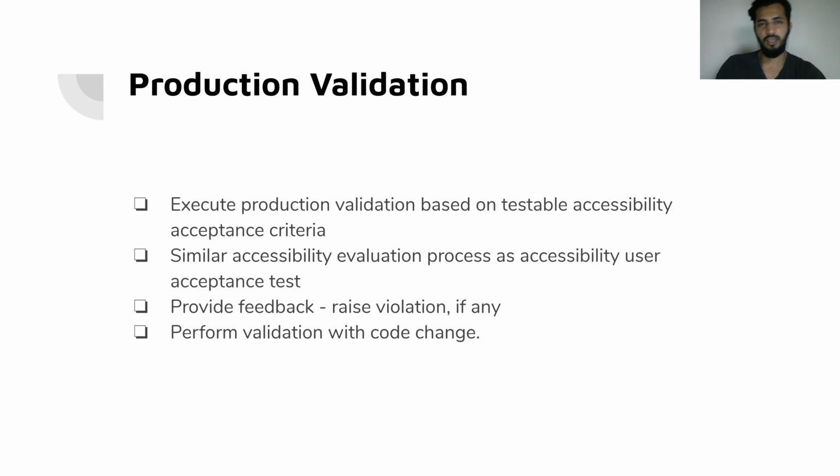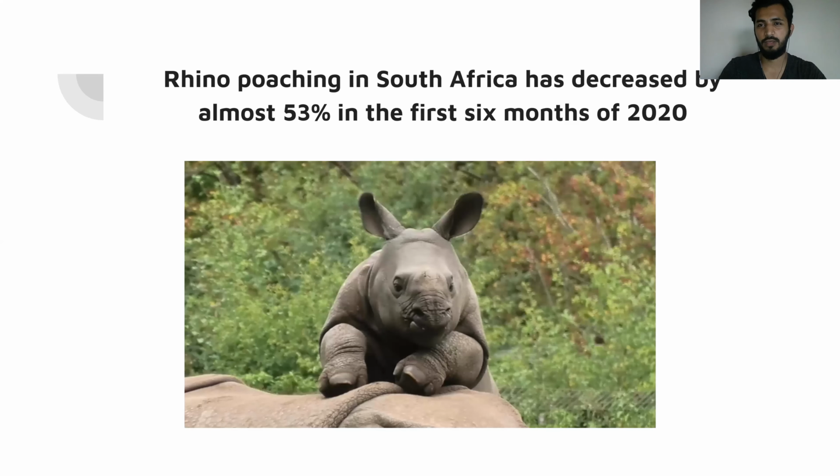With that, we have reached the end of this presentation. I just wanted to end this presentation on a good note. I know 2020 has been a tough year for most of us, so it's good to share some good information that happened in 2020. I have a slide with a title that says rhino poaching in South Africa has decreased by almost 53% in the first 6 months of 2020. And I have a picture of a baby rhino. Looks like he's smiling. I'm sorry, he or she is smiling.